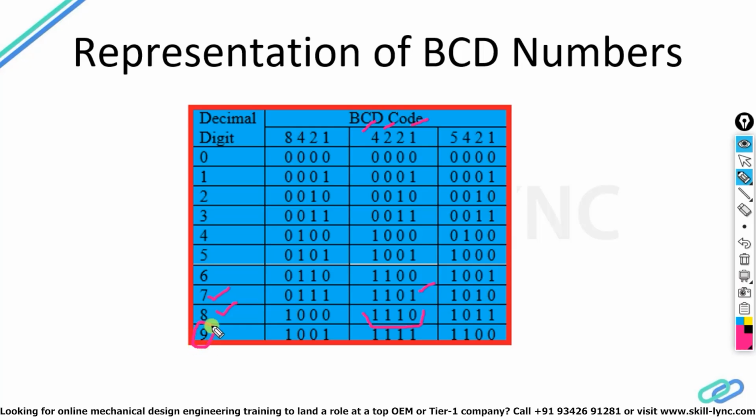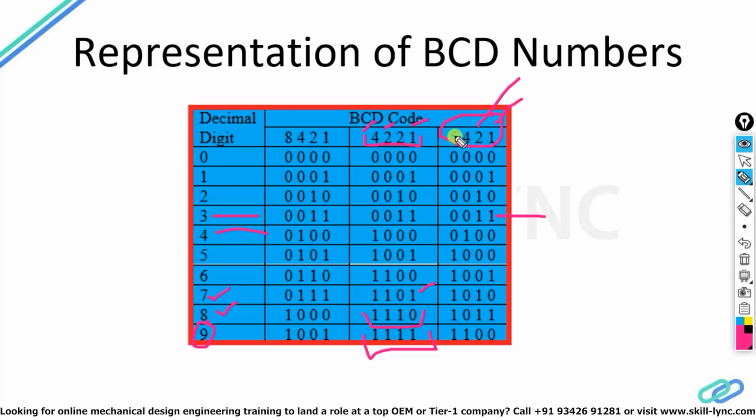For example, the last one, 9. 9 can be made by taking all the values: 4 plus 2 is 6, 6 plus 2 is 8, 8 plus 1 is 9. So we write 1111 as the final number. So this is the case of the 4221 method. Now come to the 5421 method. We have to represent our BCD code in 5421. For example, 3. 3 can be written as 0011, because 2 plus 1 is 3, so you can write it as 0011.